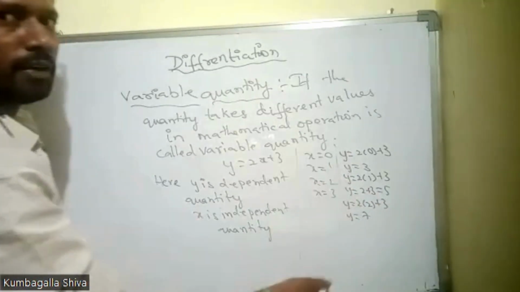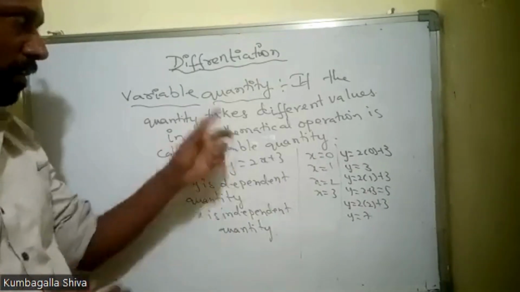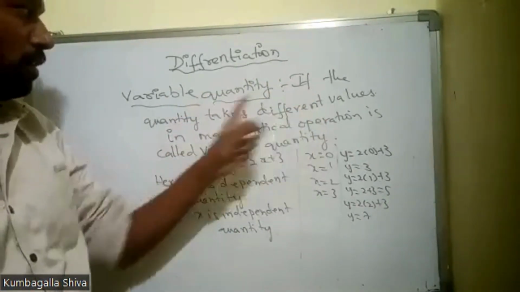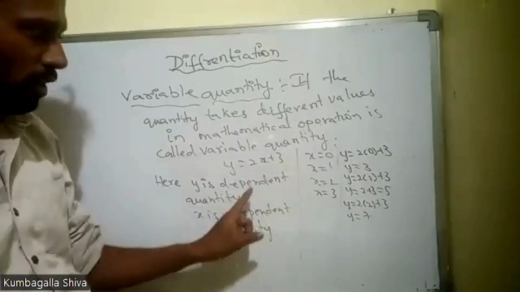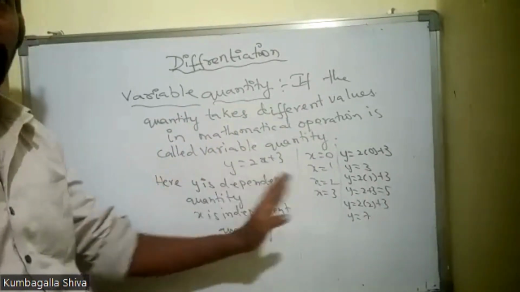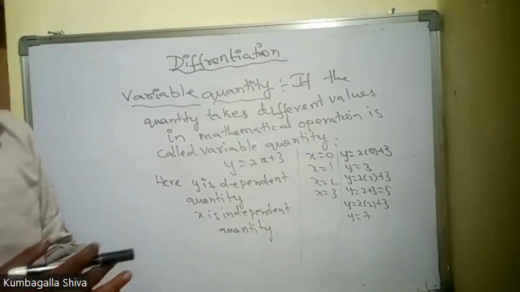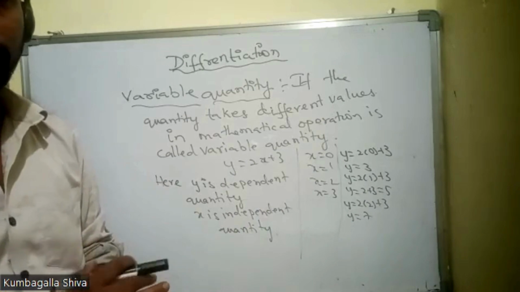Now, I'm getting different values here. I defined already variable quantity: if the quantity takes different values in the mathematical operation, that is why we are calling it a variable quantity. Are we clear with the definition?